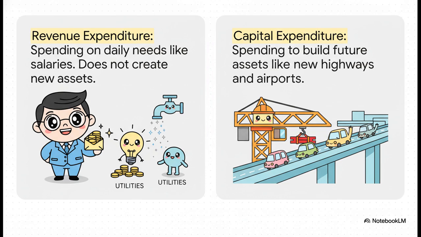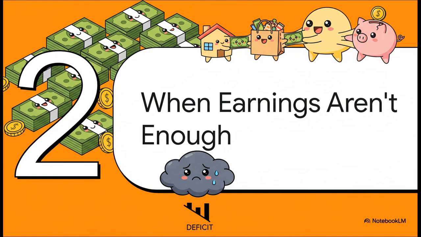On the other hand, you have capital expenditure. Now, this is an investment. This is the family buying a new car or the government building a new highway. It's spending that creates assets that will pay off for years and years to come. So you've got money coming in, money going out. Simple, right? But what happens when the family wants to spend more than it actually earns? Well, that's when we have to start talking about deficits.